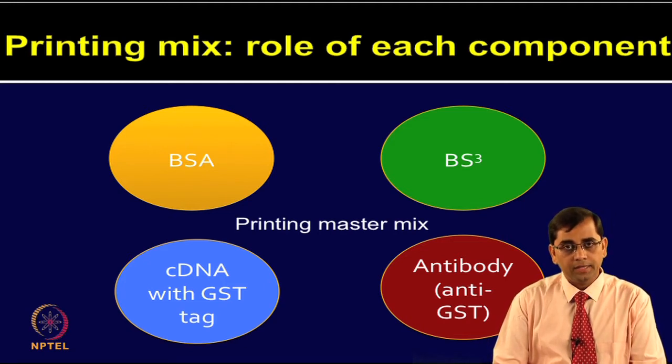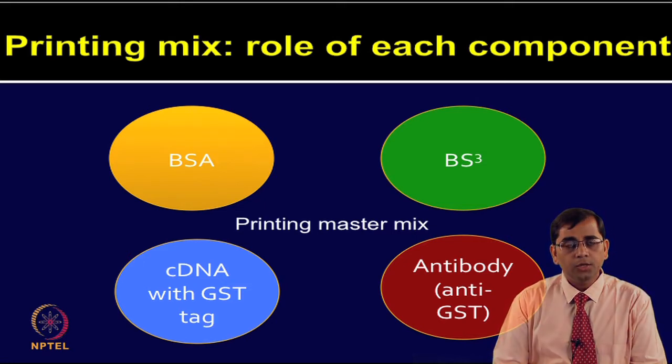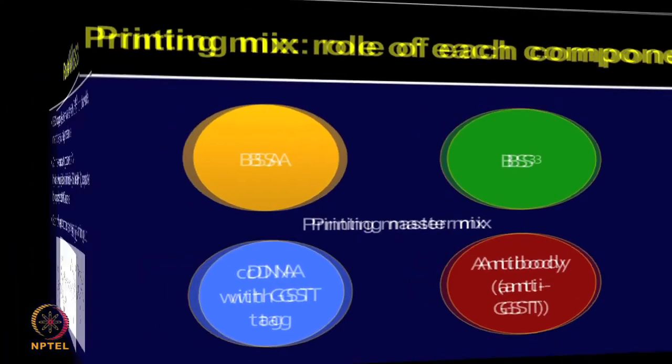Then you need to have the capture antibody so that the expressed proteins can be captured with the antibody to a C terminal GST tag on each protein. Once we have these 4 components ready, then you are ready to perform the printing.